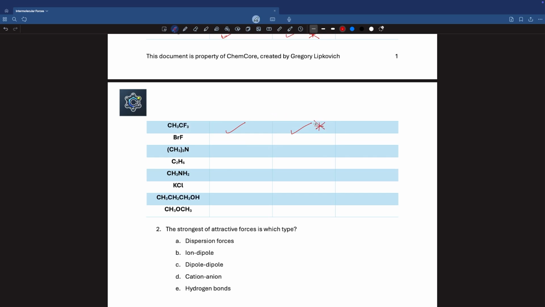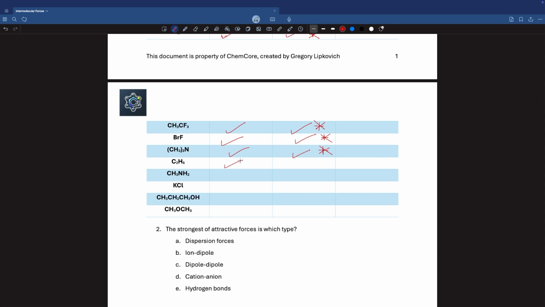BrF, covalent molecule, also polar. No hydrogens, so dipole-dipole is our strongest. (CH3)3N is a covalent molecule, also polar. No hydrogens connected to nitrogen. If you drew this out, it's a little trick question, you'd realize that all the hydrogens are connected to carbon. So dipole-dipole is our strongest force.